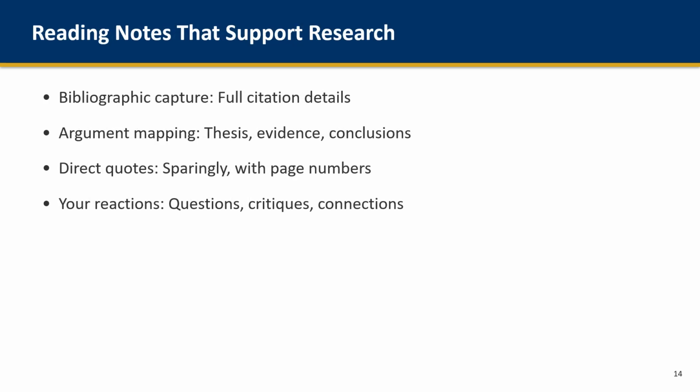Reading notes for graduate research serve fundamentally different purposes than notes for course content. Your goal is not just understanding, but building a foundation for your own scholarly contribution. Every reading note should begin with complete bibliographic information. Include everything you need for proper citation: authors, year, title, journal or publisher, volume, issue, and page numbers. Also note where you access the source and when. This metadata seems tedious, but saves enormous frustration later when you need to locate or cite sources.